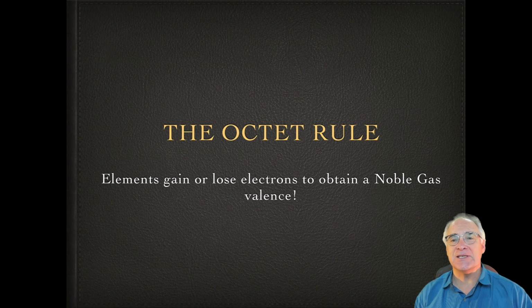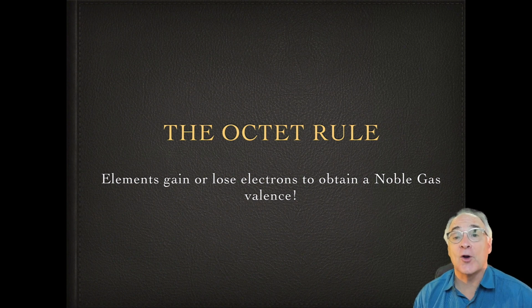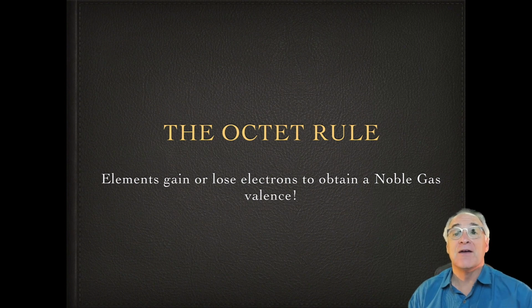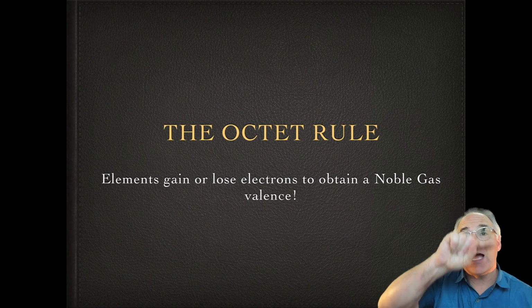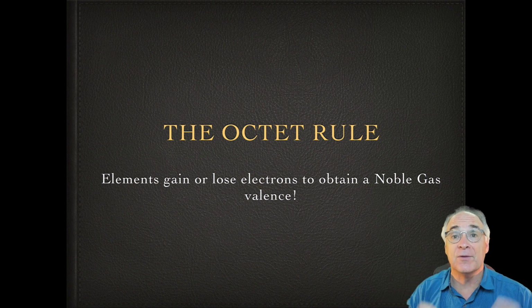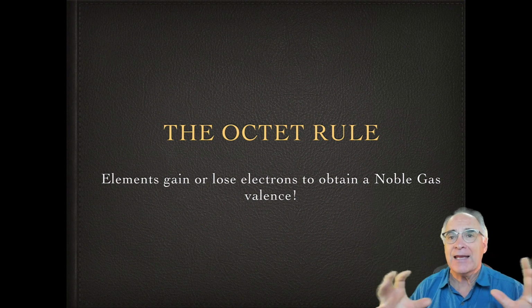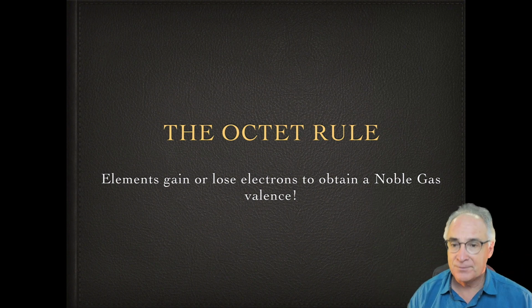Welcome. Today's lesson is on the Octet Rule. The rule states that atoms are going to gain or lose electrons to obtain the noble gas valence. That valence is the outermost orbit where the electrons are, and there'll be 8 of them. That means stability. That means everything in that element is stable.